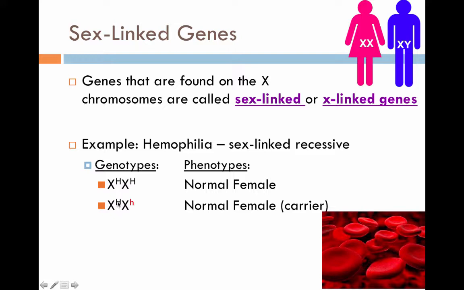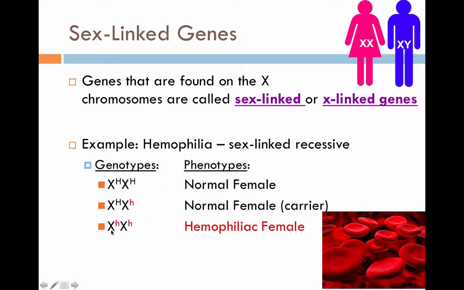Because big H is dominant to little h, this person is still normal. They do not have hemophilia, although sometimes they're called a carrier because they are carrying the hemophilia gene or hemophilia allele, but they're not actually expressing it.